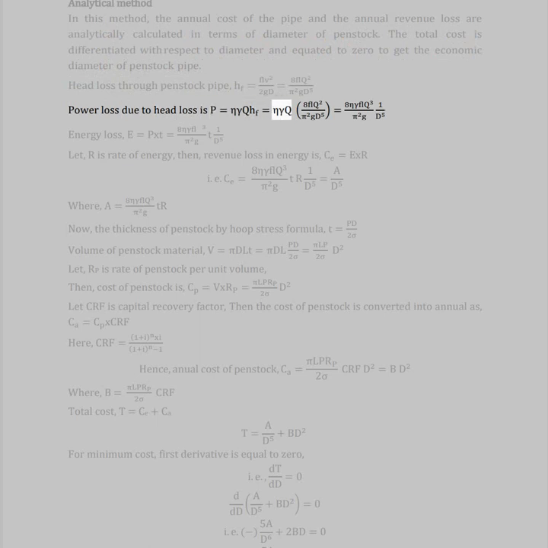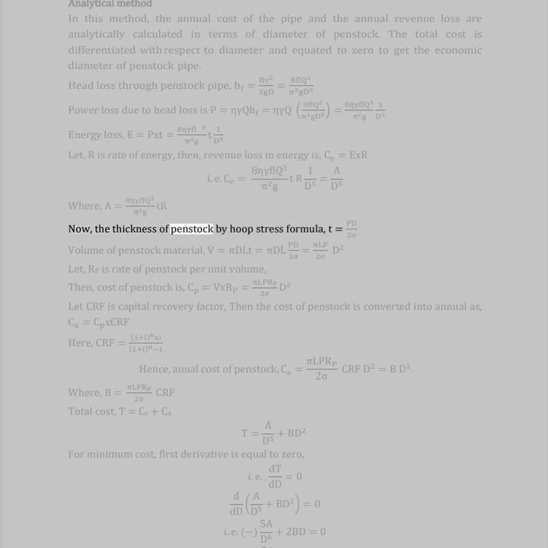Power loss due to head losses, P equals eta gamma Q H. Energy loss, E equals P times T, where T is the time. R is the rate of energy, then the revenue loss in energy is C equals E times R, i.e. C equals 8 eta gamma f L Q cubed T R over pi squared g D to the fifth, which equals A over D to the fifth, where A equals that constant times T R.